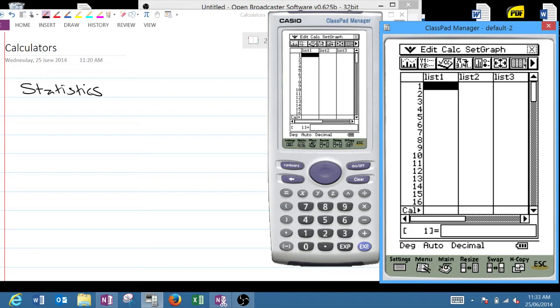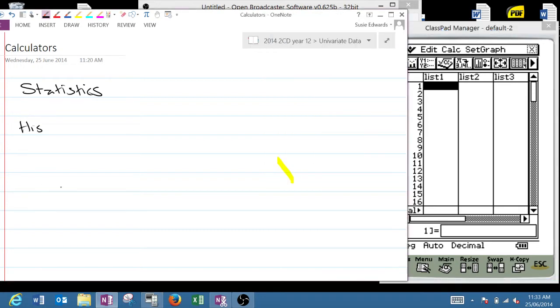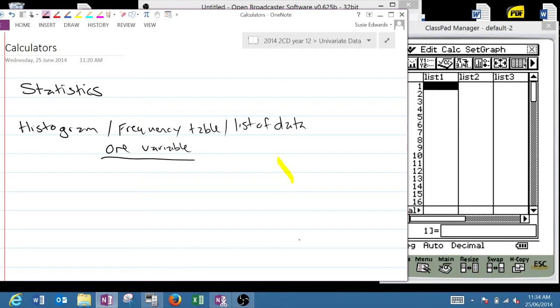So, the first thing we need to do is, if we're looking at data like this, it is all one variable data, okay? So if we're looking at a histogram or a frequency table or just a list of data, it's always one variable. We're just looking at one thing and how many times it happens, okay? So just be really aware of that. Next lesson, we'll be looking at 2 variable data and things will change a bit. But for everything we're looking at today, we're looking at 1 variable data.